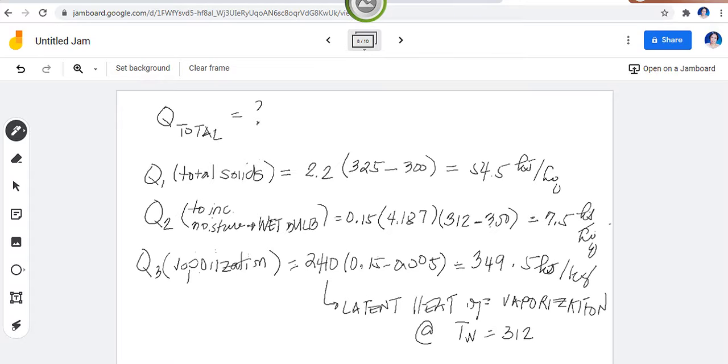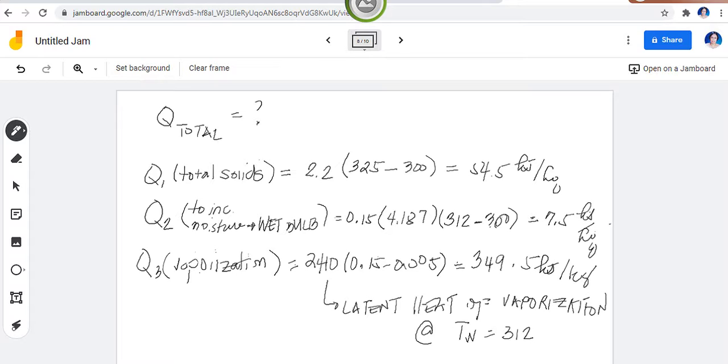Now, next is the Q that is needed to increase the water, or the moisture in your feed, to the wet bulb temperature. I mentioned it's the dew point temperature; I stand corrected, that should be the wet bulb temperature. So, 15% of your feed is water or moisture. That's 0.15 times the Cp of water times the temperature 312 minus 300. By the way, class, this is not 350. That's 300.